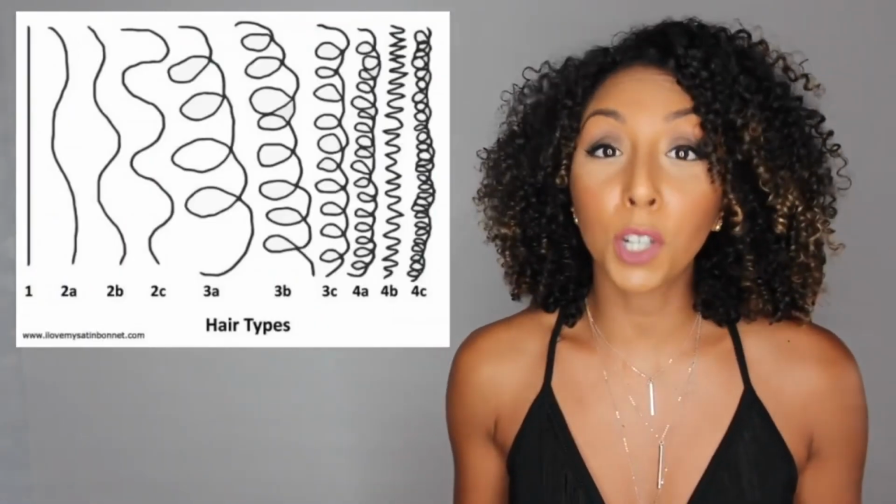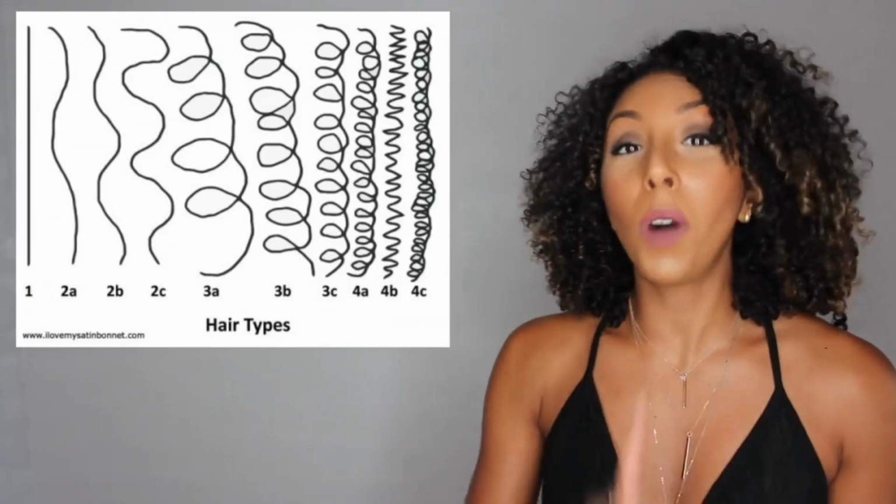Now, there are a total of 4 types of hair, type 1, type 2, type 3, and type 4, and then those are broken down into subcategories of A, B, or C. Now, before I start off with the types of curls, I do want to just mention that type 1 hair would be straight hair. So if your hair is completely straight, there's not any curl or any waves, just completely straight down, you would have type 1 hair.